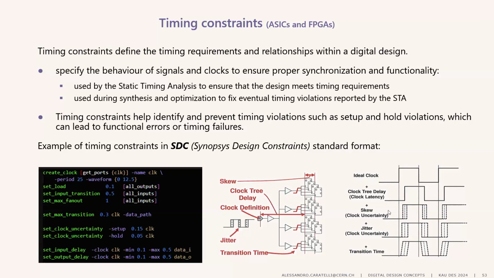And here you have an example of SDC constraints. This is a format for writing constraints. You can see here I'm defining a clock on which pin, which frequency it has, its waveform, the load capacitance, the max fan out, the max transition, the clock uncertainty, the input and output delay. All this is information that the synthesizer needs to know for doing the synthesis, and that static timing analysis needs for evaluating the timing. And this is the same in ASICs and in FPGAs.